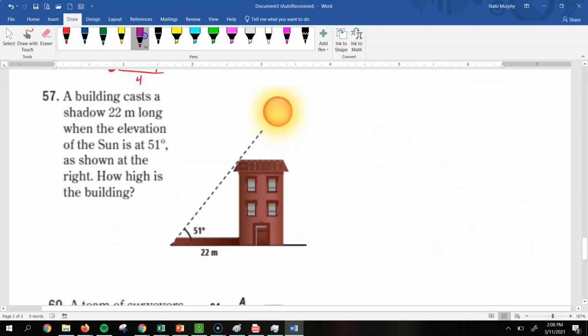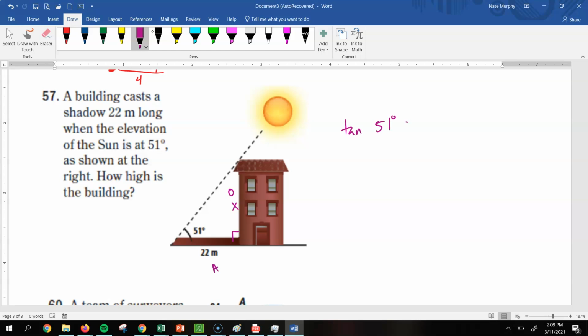All right, let's look at this one. It says a building casts a shadow 22 meters long when the elevation of the sun is at a 51-degree angle as shown in the right. How high is the building? So we're trying to figure out how tall that building is, and again, this could be a right triangle. In this scenario, this would be the opposite side, and this would be the adjacent side. So we're going to use the tangent function. Tangent of 51 equals the opposite, which you don't know, divided by the adjacent leg, which is 22.